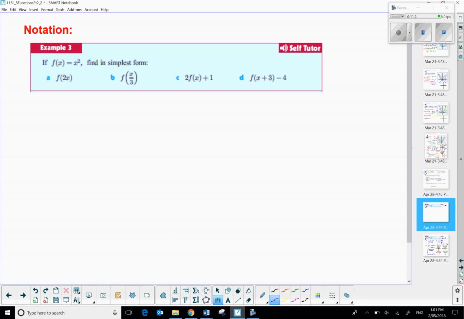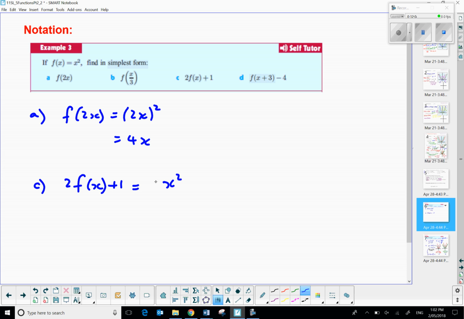The exercises in this section are purely getting used to going from this general notation into a specific equation. So here, when we have f of 2x, if our f of x is x squared, then f of 2x simply means substitute the x with 2x, so we get 2x squared, we end up with 4x squared. B is fairly straightforward. This one in C, if we want 2f of x plus 1, it means get our f of x function, which is x squared, now multiply it by 2, outside, it's not inside with the x, and we add 1.